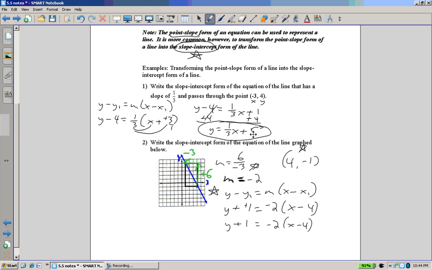Again, 2 steps to get it into slope-intercept form. First, we're going to distribute. Then we're going to add the opposite. We have negative 2x. Negative 2 times negative 4 is positive 8. And then we're going to add the opposite. We're going to add a negative 1 to both sides. So we have y equals negative 2x plus 7. And that's my slope-intercept form.